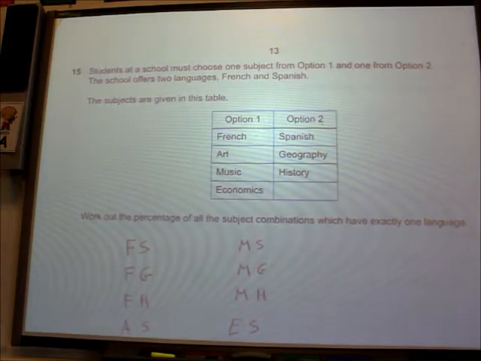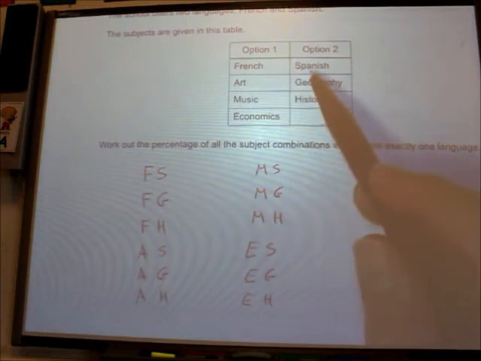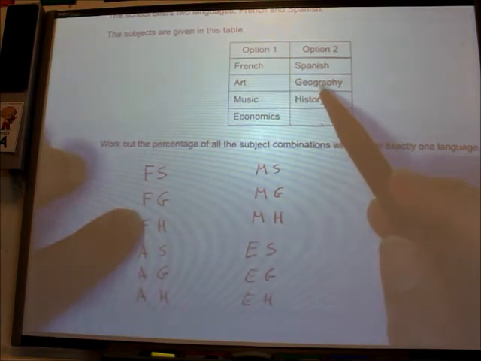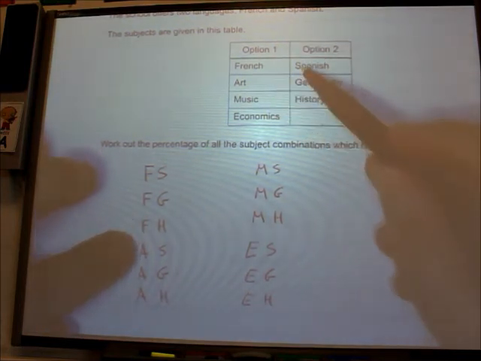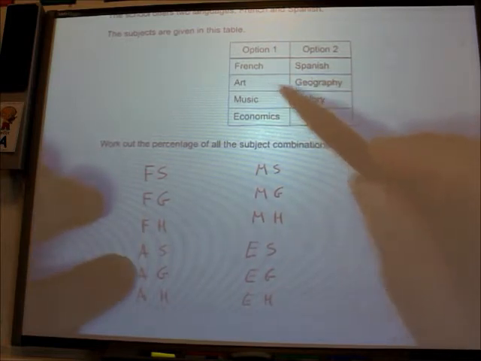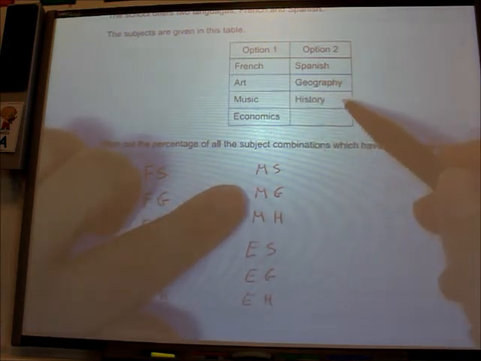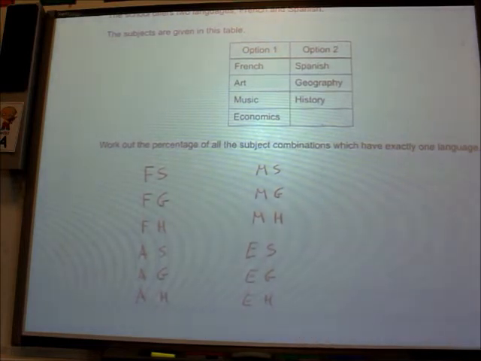Right, the only way I think to do this, without trying to be too clever, is to work out all the possible combinations. So look, you see what I've done, I hope. French, Spanish, FS. You can have French geography, French history. I hope you can see where these are coming from. You can have art, Spanish, art, geography, art, history. You can have music, Spanish, music, geography, music, history, and economics, Spanish, economics, geography. You get it. Work out the percentage of all subjects that have exactly 1 language.